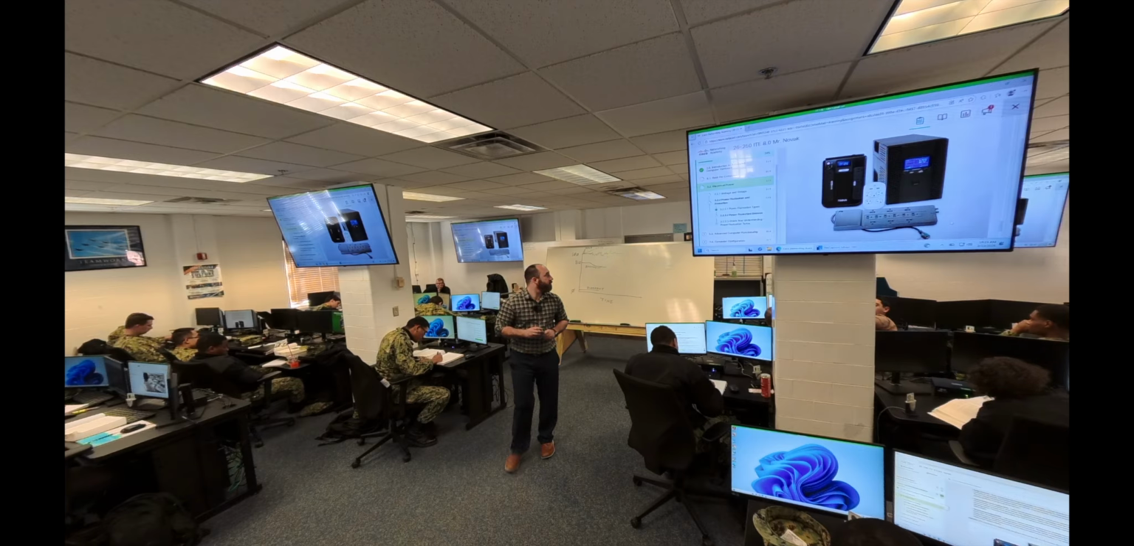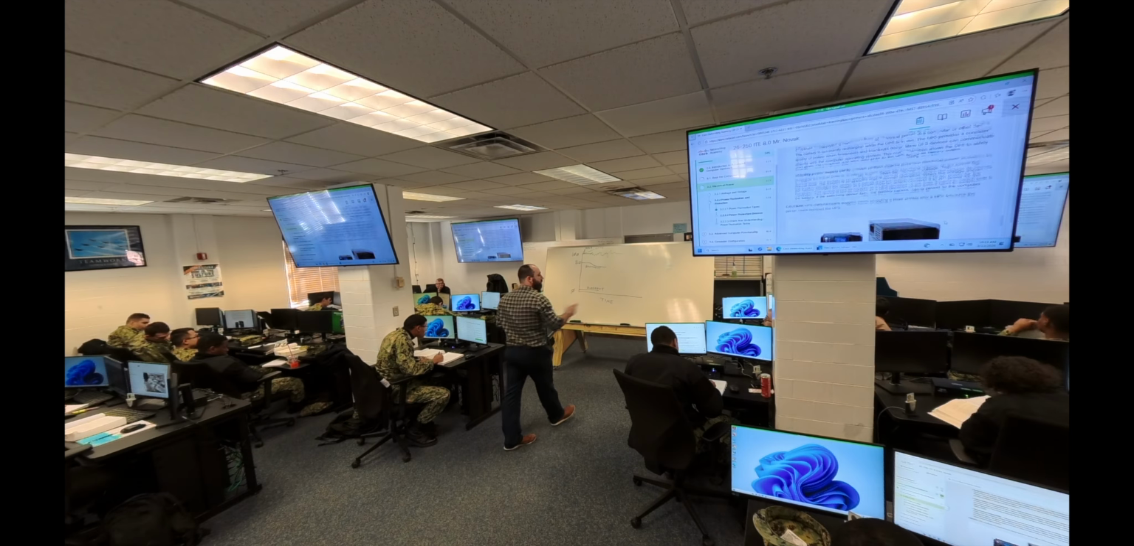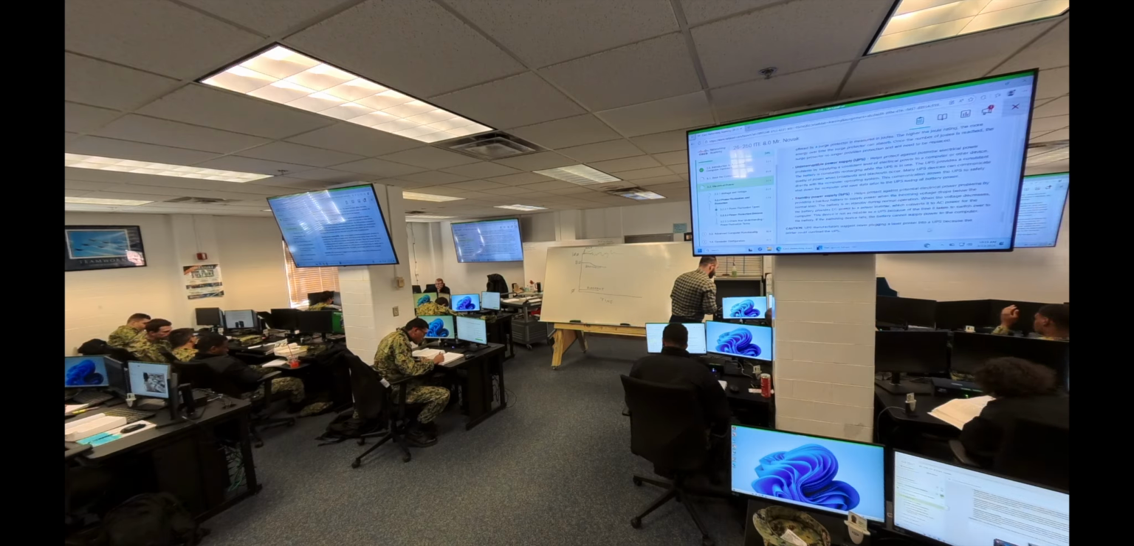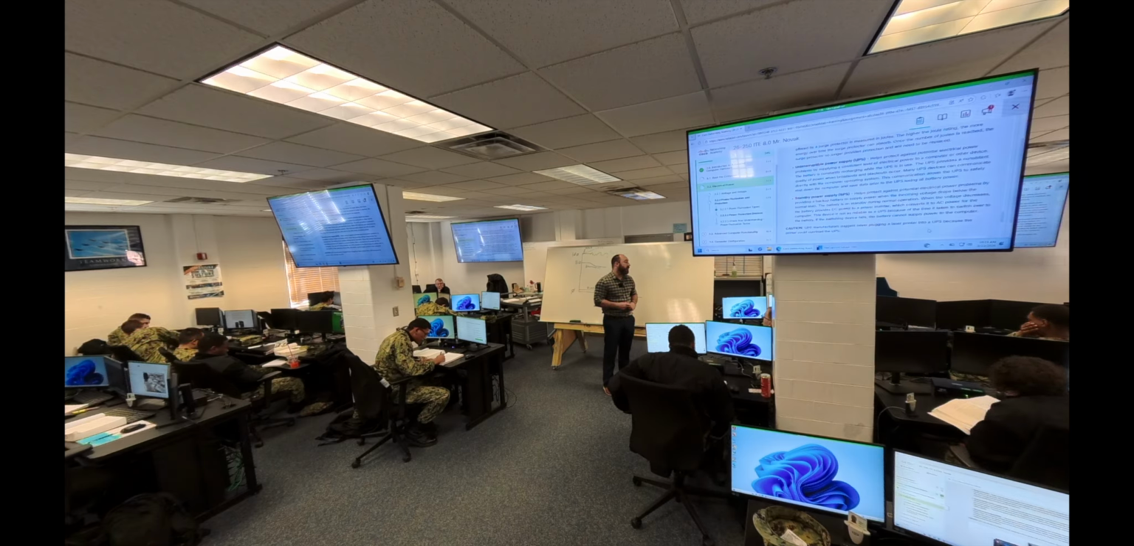Good. Right here, scroll back up. Is the only reason you shouldn't plug it into a UPS because it takes a lot of power? Correct. It draws a lot of power, and it's going to damage the UPS and whatever's connected to it.